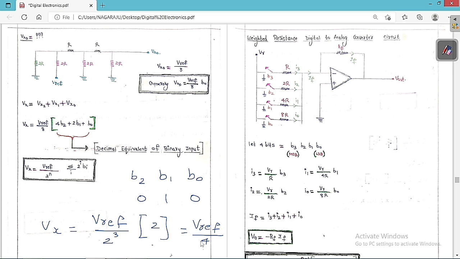So this is the way I want to tell you that no matter whatever the decimal equivalent, this value will always be constant. Only this decimal value is going to change, but this value is always constant for a fixed number of binary bits. Only the switching is going to change, 101 or 010 like that, but this value is always constant. So finally Vx is equal to V reference by 2 to the power of n into the decimal equivalent of this binary number.